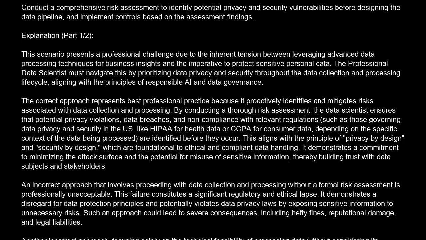The correct answer is B. Conduct a comprehensive risk assessment to identify potential privacy and security vulnerabilities before designing the data pipeline, and implement controls based on the assessment findings.